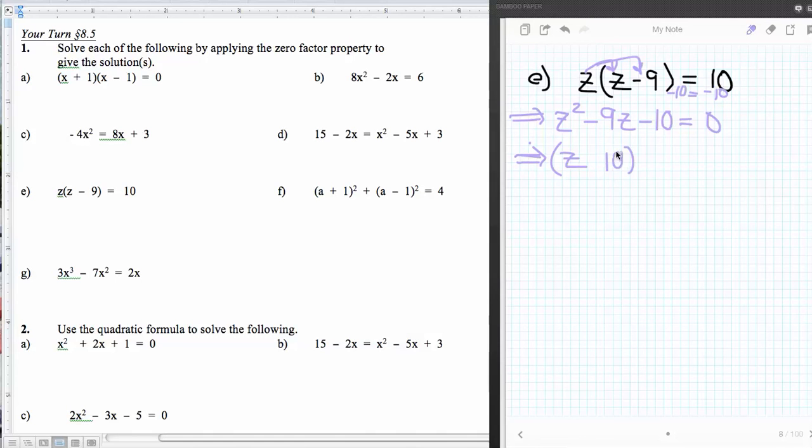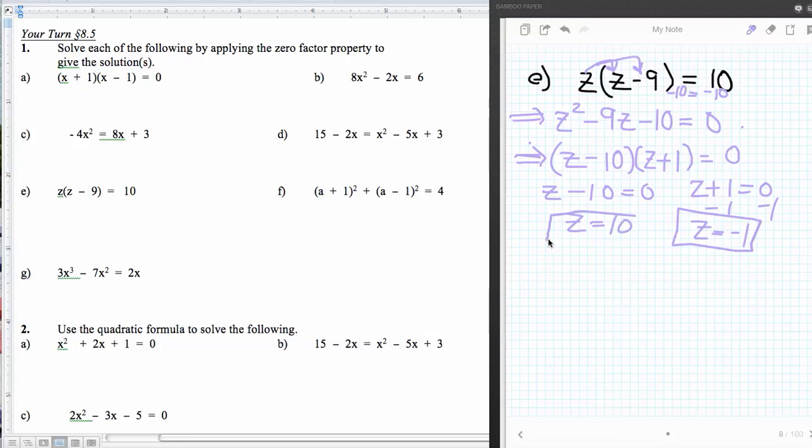So I have the factors of 10 that give me a difference of 9. So 10 and 1, a negative 10 and a positive 1. Then I set each of those factors equal to 0, and I solve those very simple resulting equations. I get that z equals 10 for the first one, and for the second one I get that z is equal to negative 1, and therefore if z is equal to a positive 10 or a negative 1, then we have a solution here.